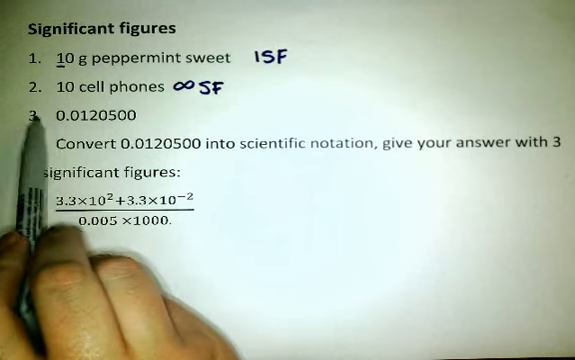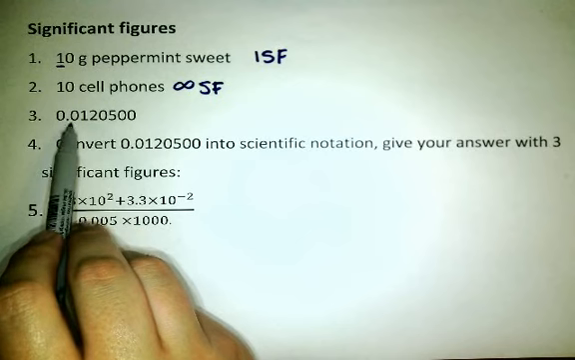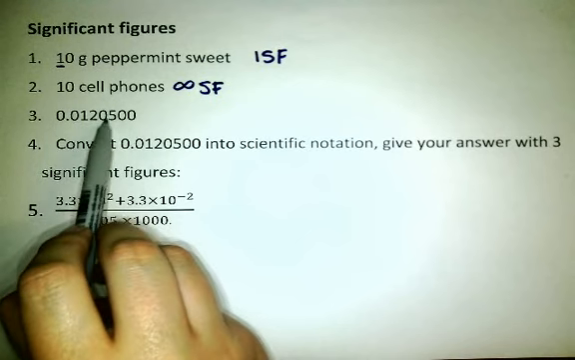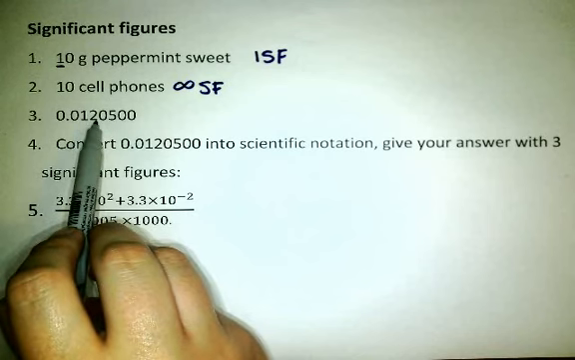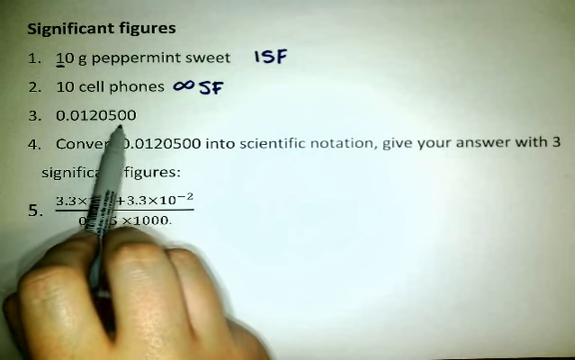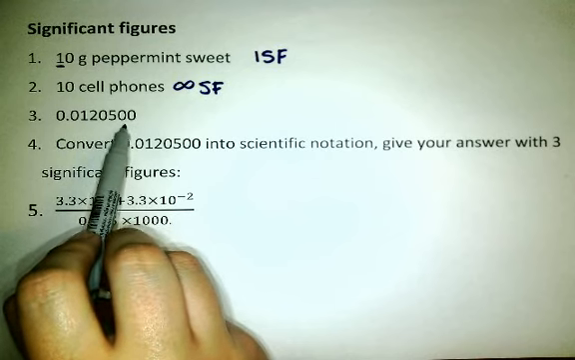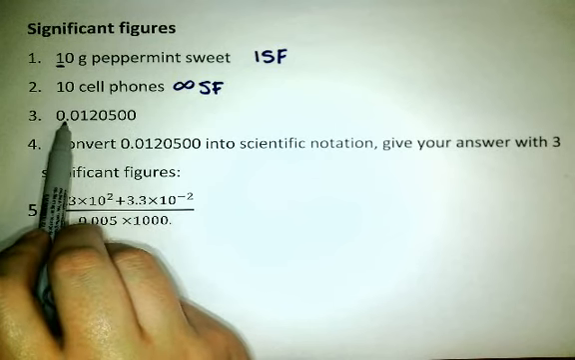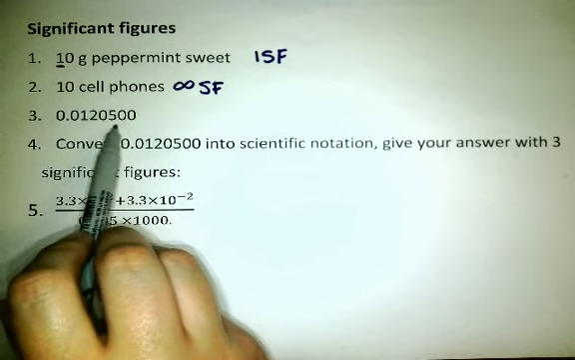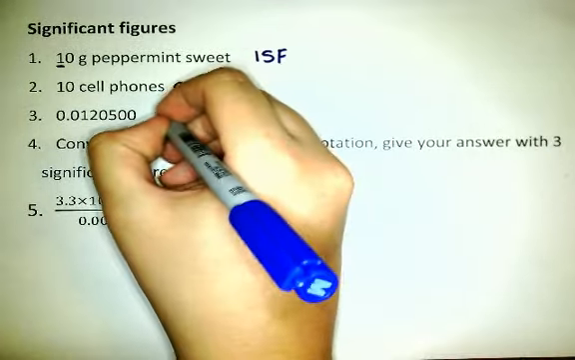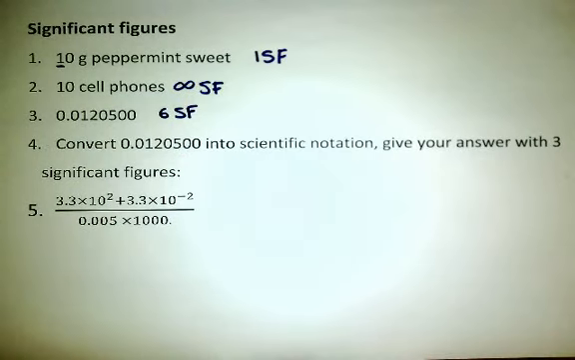Here we have a complex example. We have what we call leading zeros, which are never significant. Captive zeros between digits are always significant. The last type of zero is where we pause for a moment. These are trailing zeros. And because there is a decimal point in this problem, these trailing zeros become significant. So here we have six significant figures.